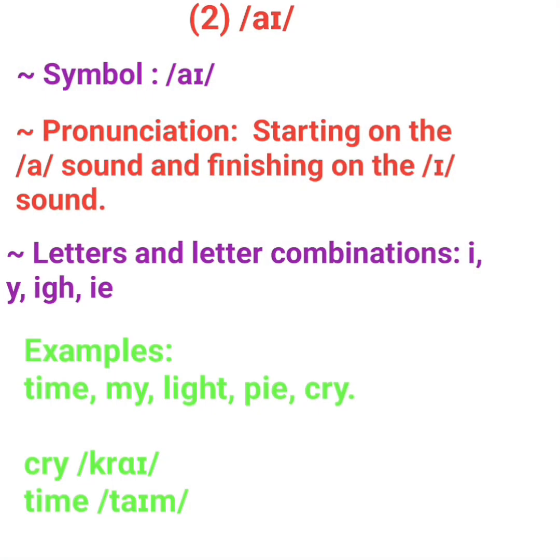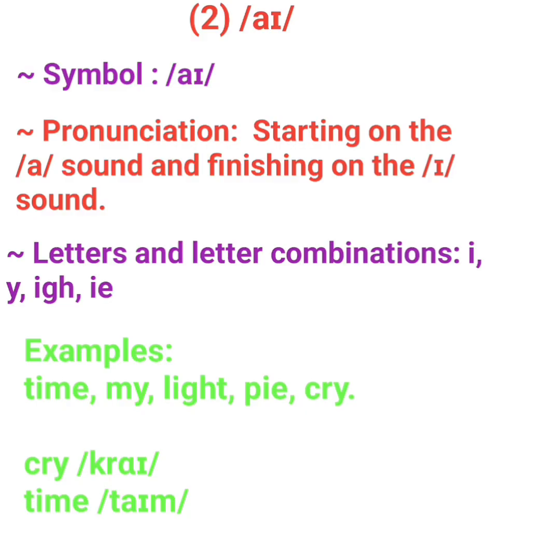The second diphthong to be examined is /aɪ/, and we have seen the symbol that we use to represent it. How do we pronounce it? We pronounce it by starting on the A sound and finishing on the E sound.